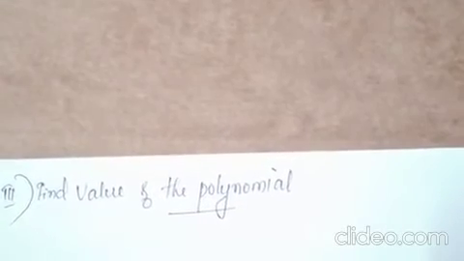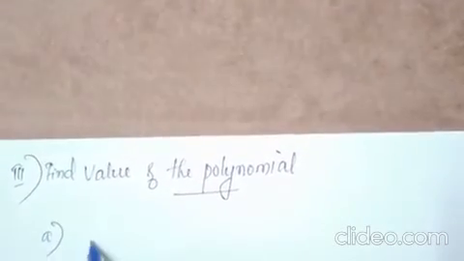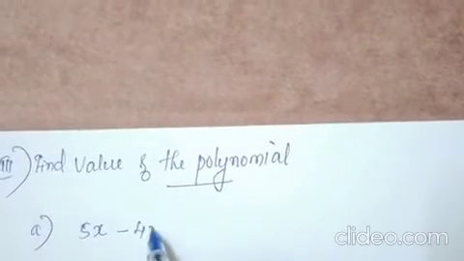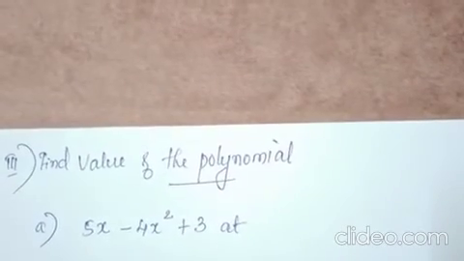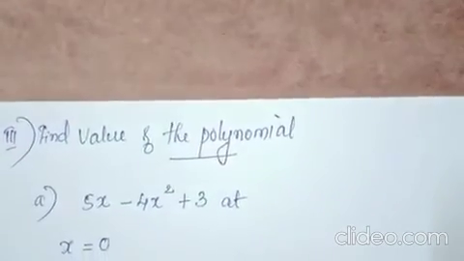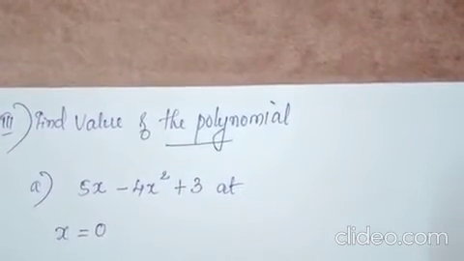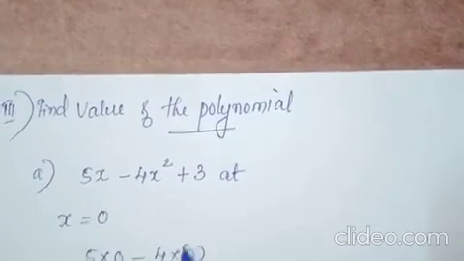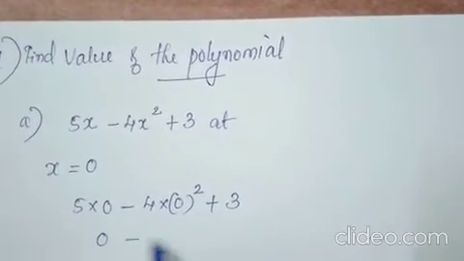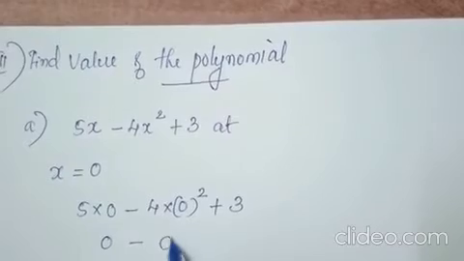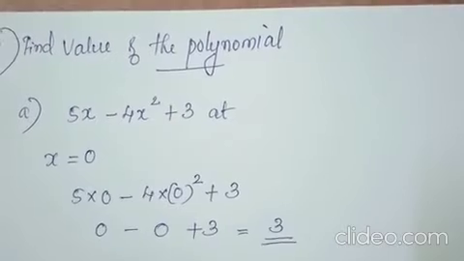Next one, find the value of the polynomial. The first question is 5x minus 4x square plus 3. First we will put x equal to 0, so we substitute the value of x with 0. So 5 into 0 minus 4 into 0 square plus 3. 5 into 0 is 0, minus 4 into 0 square is again 0, plus 3. So what is the value here? 3.